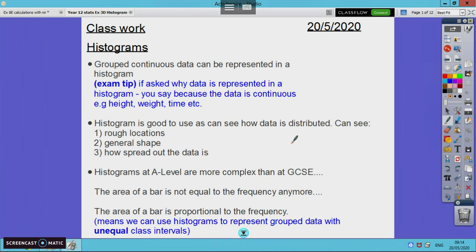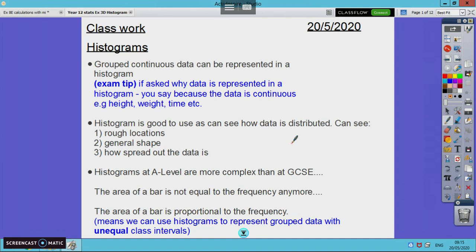Second point, 3 reasons why a histogram is a good representation of this data. You can use it to see rough locations, and that's really important. You'll get what I mean by rough locations when we do a couple of questions. You get to see the general shape of how the data is distributed, and you get to also see how spread out the data is as well. So there are 3 pro points for using a histogram.